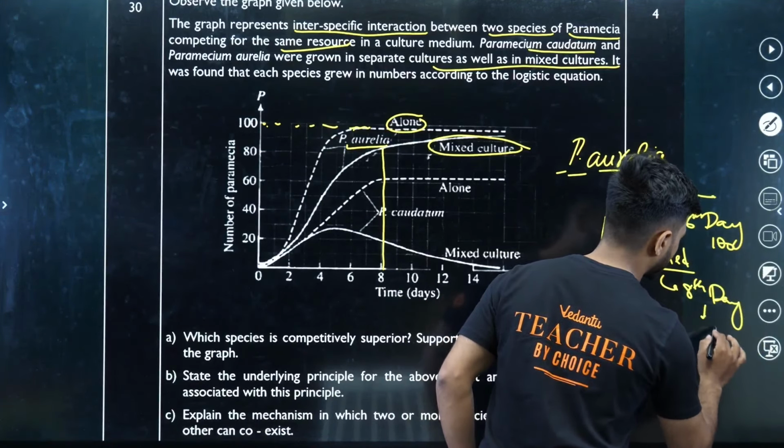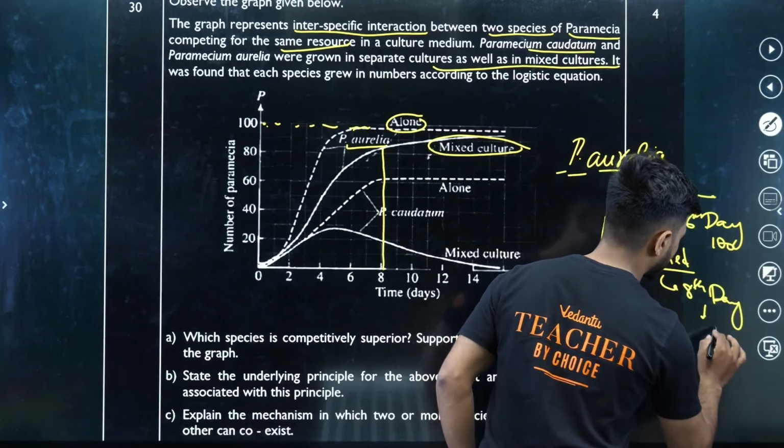Now let's see your other species, that is Paramecium caudatum. Now when it is growing alone, we have how many here? Let's see, where is this alone? Yeah, here alone we are getting approximately, can I say this highest is only here. At the 8th day, it is giving us 60. At the 8th day, can you see this mark here? Only 60 number of Paramecia.